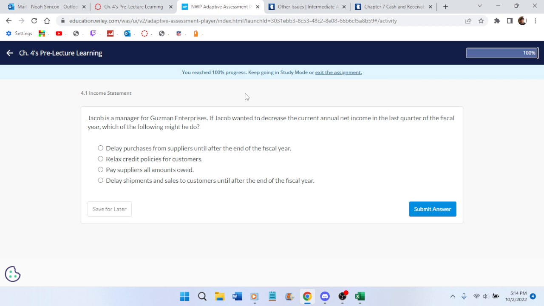If you purchase from suppliers, that means that your expenses will go up. So if you do not, then your income, okay, so that means you can make more sales. No, pay suppliers all amounts. Oh, that doesn't do anything because you already owe them the amounts. All that does is affect your cash and liability. So it must be the last one.